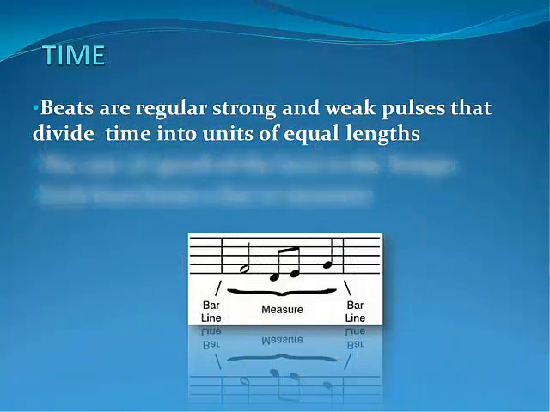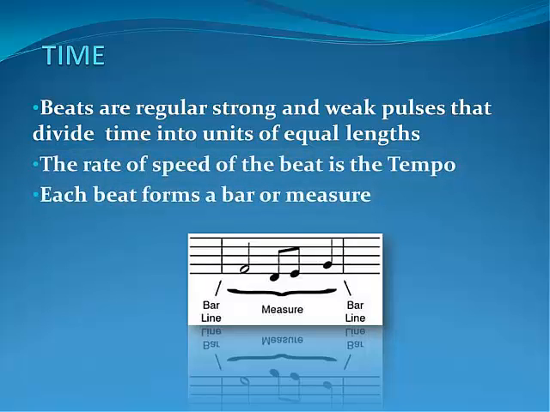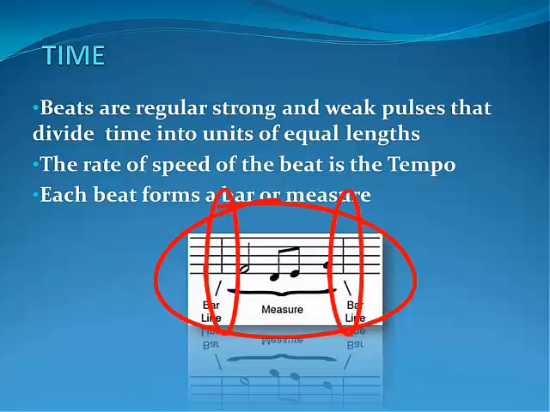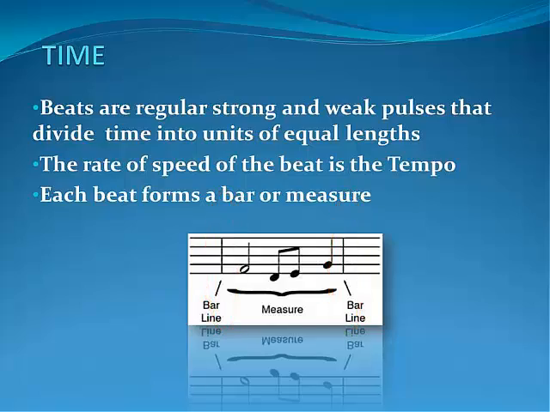Beats have strong and weak pulses and divide time into units of equal lengths. These pulses are grouped together into measures. These divisions are called measures or bars. A bar line is how we divide our bars and measures. However fast or slow we play is going to give us the tempo.